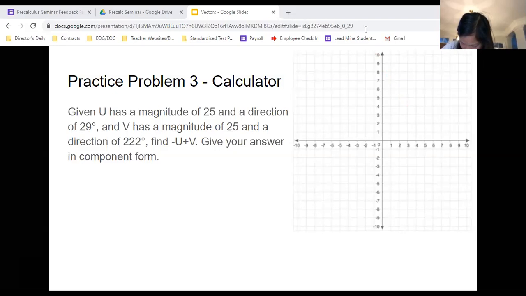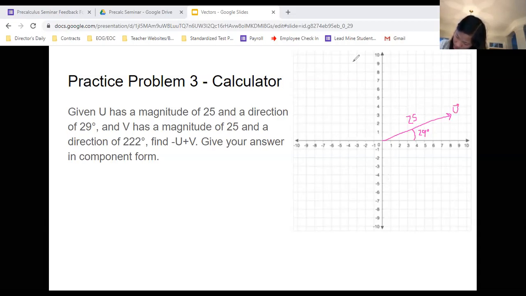All right, so we've got two vectors here and we want to add them together. We're going to talk about doing it a little bit graphically and then also in component form. First, I'm going to draw vector u. Vector u has a magnitude of 25 and a direction of 29 degrees. I'm going to ignore the numbers on our graph here because I'm not sure this is the right scale, but we'll say that's 29 degrees and that our magnitude is 25, and that's vector u.